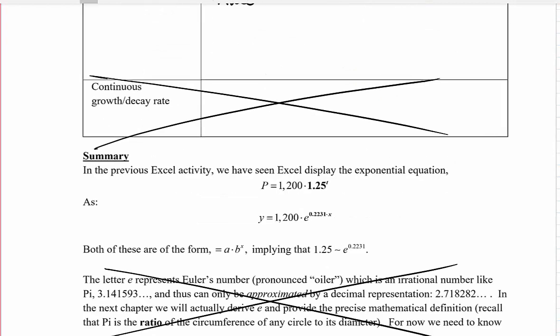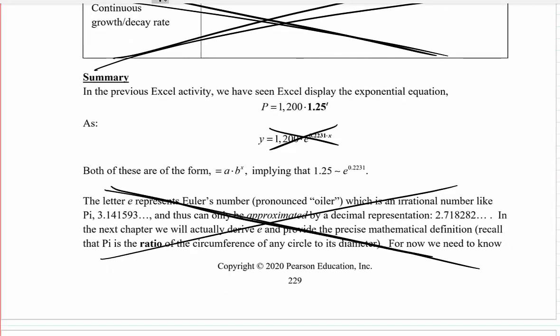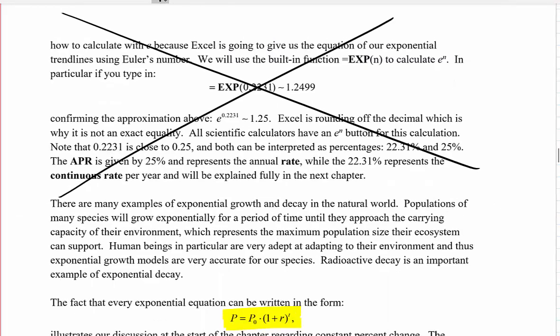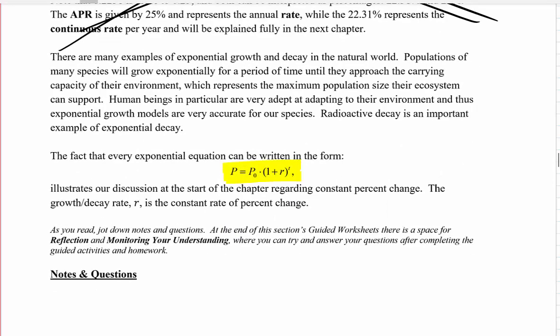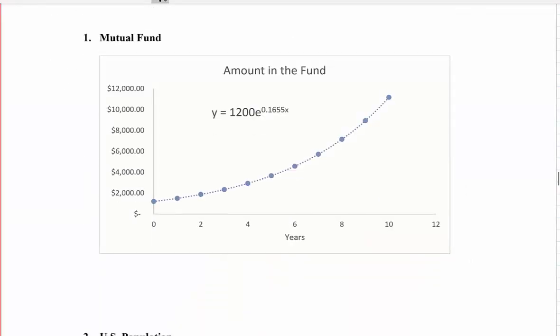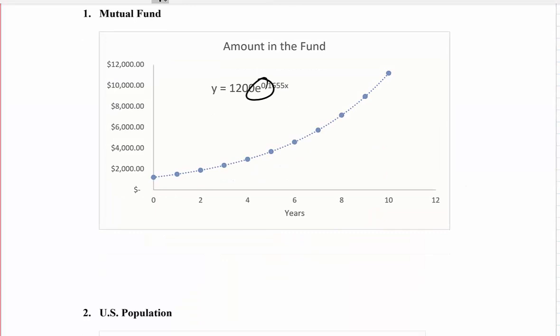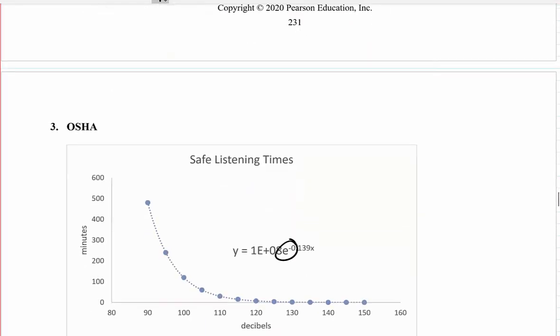So here's an example, but you can ignore any reference to E, which is why we're ignoring the continuous growth decay rate. You can ignore any reference to E. This is another reference to E. We're going to skip that. And here we get back into equations of this form. So this is the format that we're going to use most often. And in your guided practice activity for 6.2, we're not going to use these graphs because see, all these graphs have E's in them. And we're skipping the use of E.